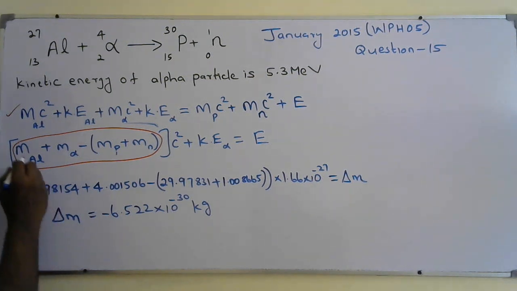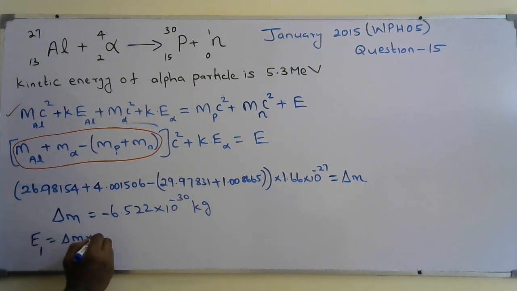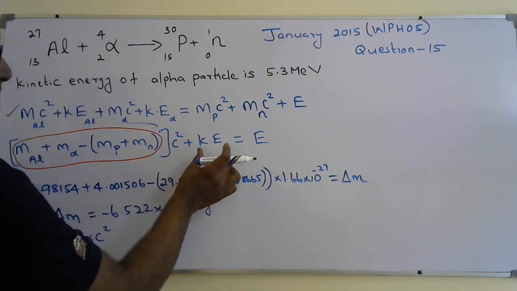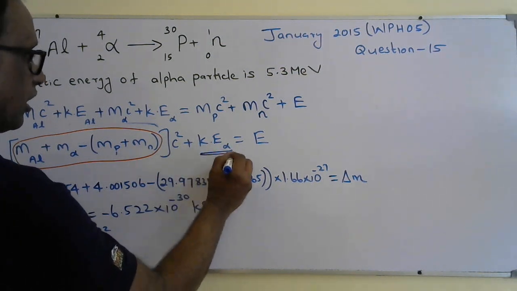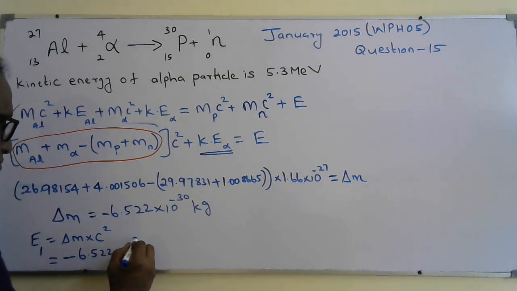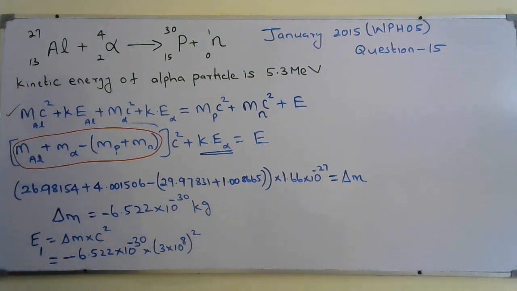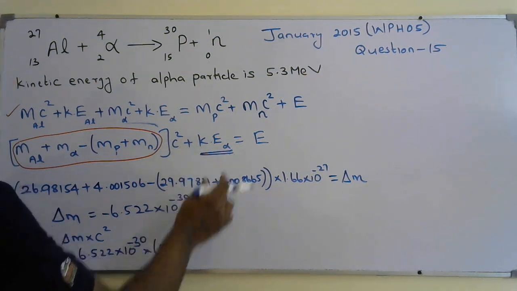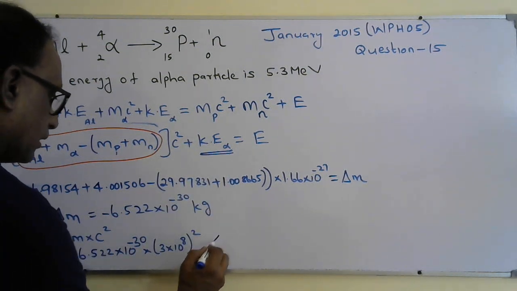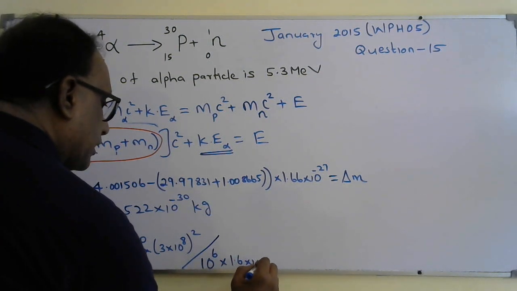Okay, so the energy released due to this portion, I call it E1, is equal to delta M times C squared. The total energy release, I need to add finally this kinetic energy of alpha with this energy. So that will be equal to minus 6.522 times 10 to the power minus 30 into 3 into 10 to the power 8, all squared. I need to convert to mega electron volt because this is given in mega electron volt. So divide by 10 to the power 6 into 1.6 times 10 to the power minus 19.